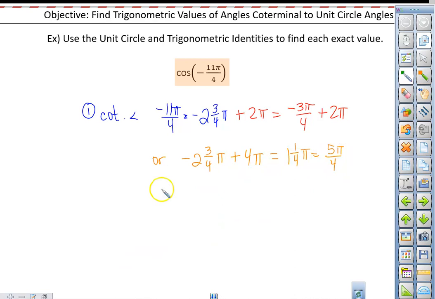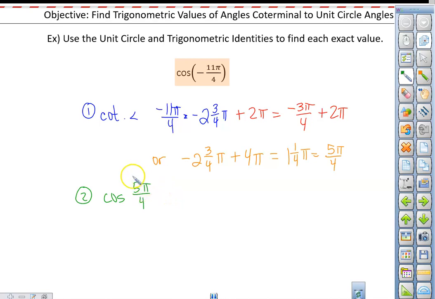So what this means is that the cosine of my negative 11 pi fourths is the same as the cosine of 5 pi fourths in my unit circle. So now I'm thinking about, well, what is the cosine of 5 pi fourths? Well, anything that has a denominator of 4 is going to have a reference angle of pi fourths in the first quadrant. And that's our 45 degrees, in which sine and cosine are both root 2 over 2.